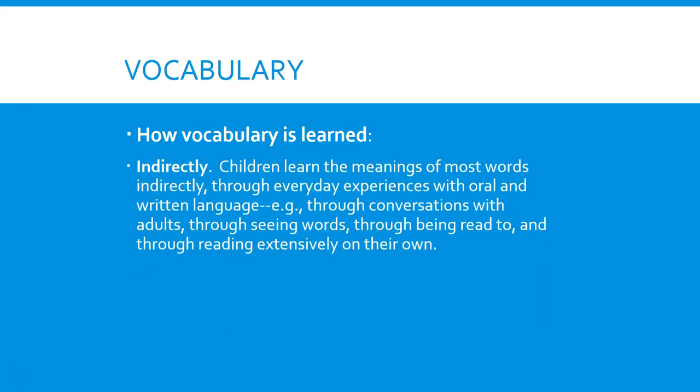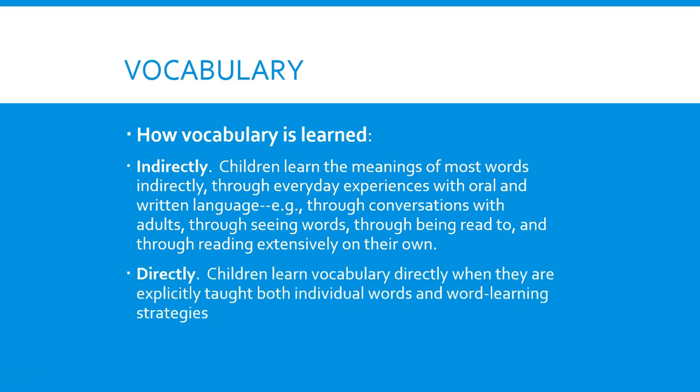So vocabulary is typically learned either indirectly or directly. Indirectly is kind of that osmosis method. Children learn the meaning of most words just through hearing them, through talking, having conversations with adults and with peers, seeing words, all these words in the environment, and then maybe just figuring these words out on their own.